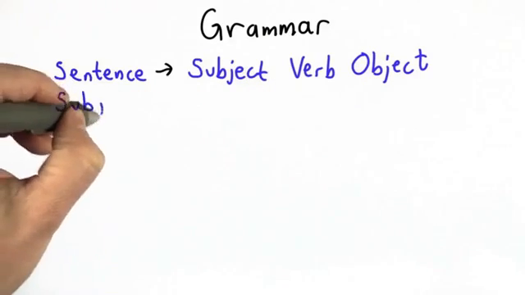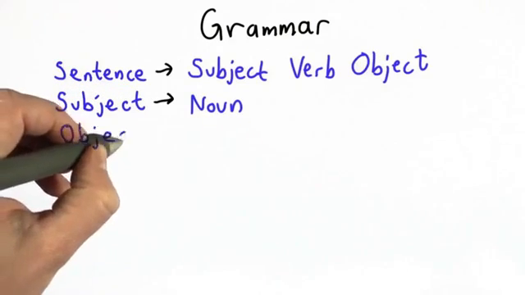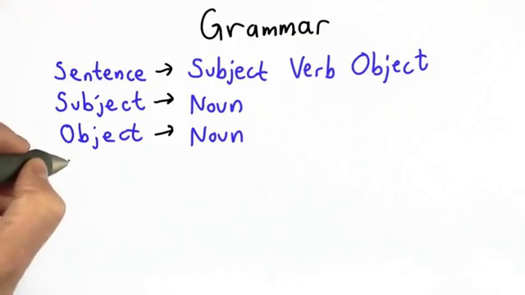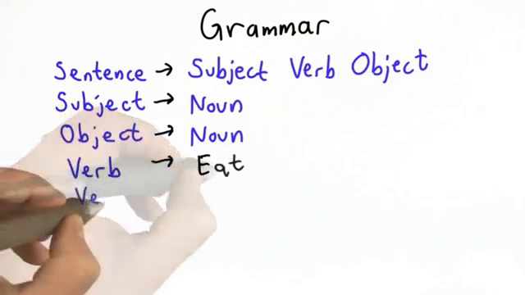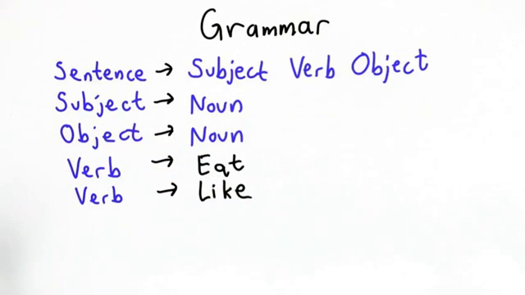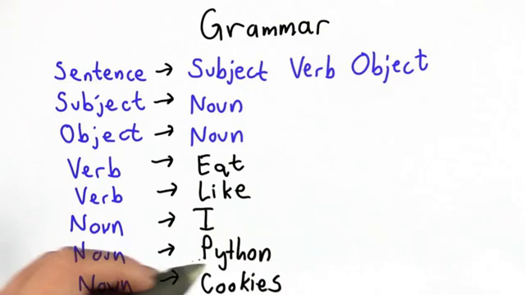The subject could be a noun. The object could also be a noun. And then each of these parts of speech, well, we have lots of things that could be. So a verb could be the word eat. A verb could also be the word like. And there are lots of other words that the verb could be. A noun could be the word I. A noun could be the word Python. A noun could be the word cookies.